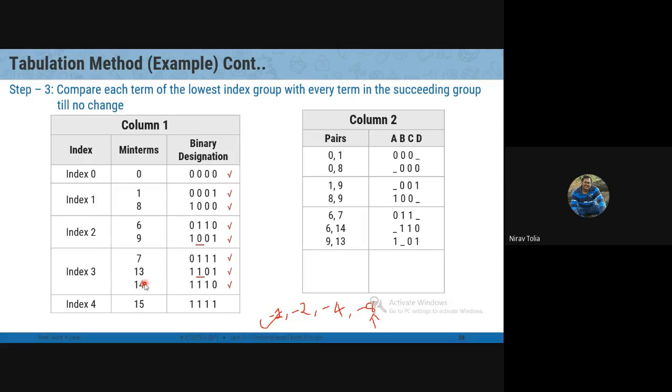So this is a shortcut for that. You have to subtract the min terms of a lower index from a higher index. So 0 minus 1, 0 minus 8, 1 minus 6, 1 minus 9, 8 minus 6, 8 minus 9. And if your answer is minus 1, minus 2, minus 4, minus 8, then and only then the pair is possible. Otherwise, we have to check.